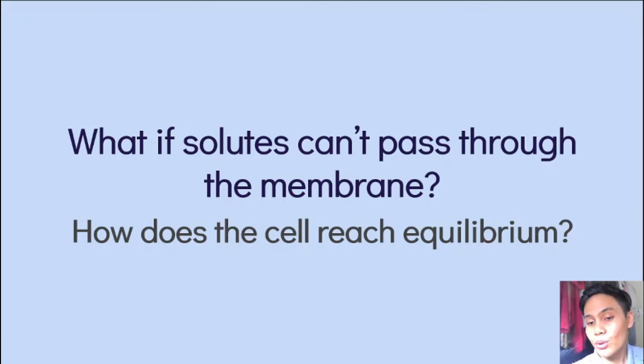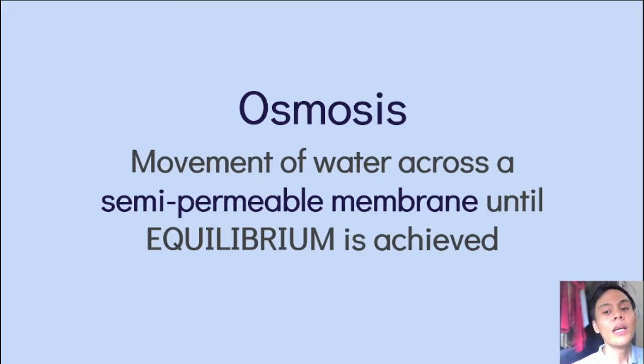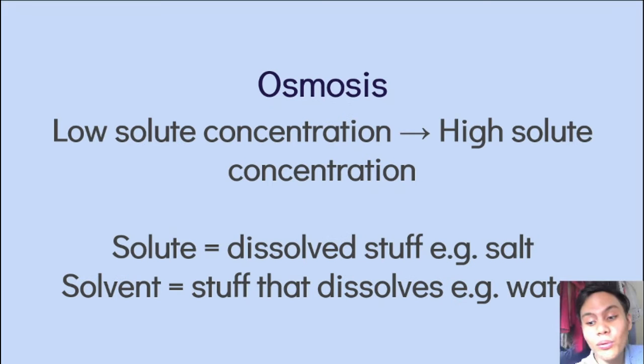So if solutes can't pass through the membrane, again, if your solid particles can't pass through the membrane, your molecules themselves can pass through, what else can the cell do to reach equilibrium? So we have a concept called osmosis. Instead of the solutes moving, it's your water moving across a semi-permeable membrane until equilibrium is achieved. So it's the water doing the moving now. So the water moves from low solute concentration to high solute concentration.